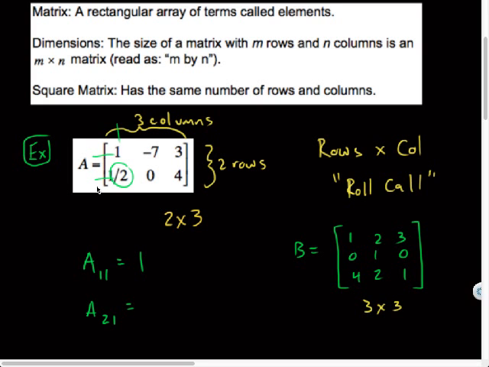Oh, I thought we were on B. I was looking at B the whole time. Okay, so you would have been right. They both happen to have the same first element. That's fine, so that's a half. Let's take a look at B real quick. Which one is B sub 3,2, for instance?